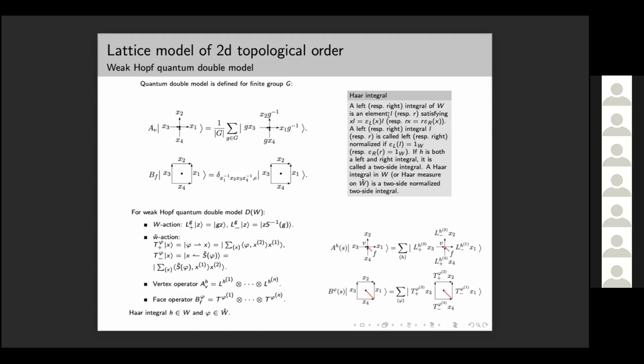We know that L is called a left-hand integral if for arbitrary x, multiplying x with L, we find that it's just epsilon of x times L. And if the integral is a two-sided integral and satisfies the normalization condition, we call it a Hopf integral. This is the special element we are trying to use.